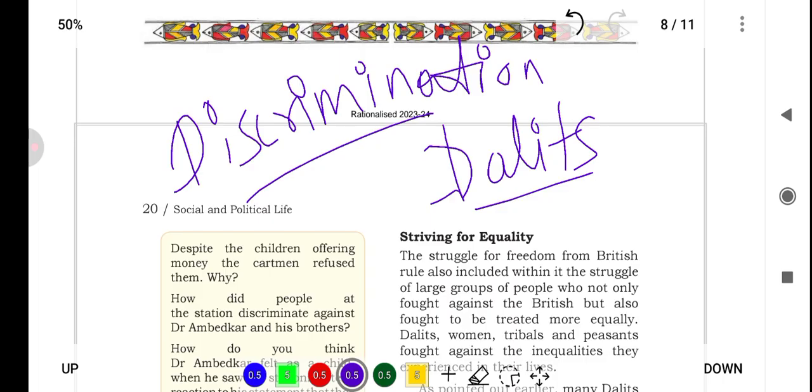Discrimination in social and political life impacts lower caste communities and individuals with special needs who experienced prejudice, and witnessing incidents helps understand its impact.